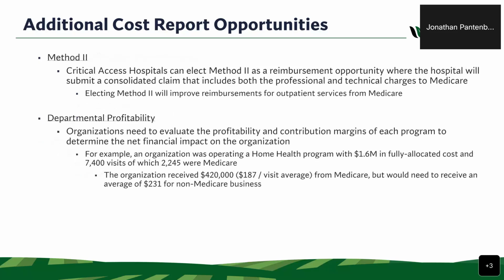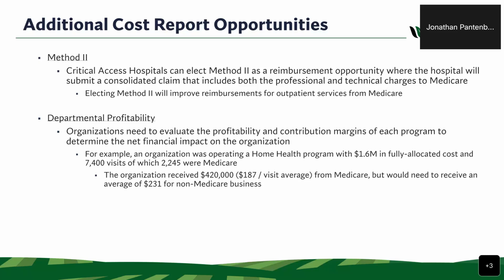The next area is around method 2. Now, critical access hospitals, I'll explain what method 2 is really quickly. Method 2 is an election or an option available to critical access hospitals. What method 2 affords you the ability to do is it gives you the option to file a single consolidated claim on a UB that includes both the professional and the technical component. And by filing that consolidated claim, Medicare has come out and said, we will give you an additional amount on top of the pro fee revenue by filing that consolidated claim.